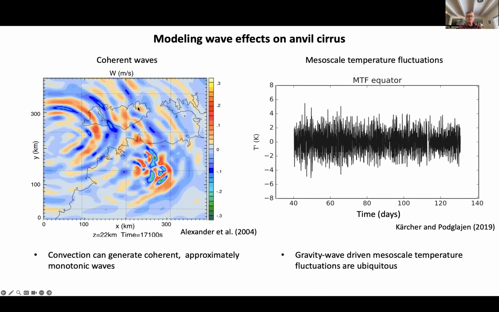This is a figure from one of Joan Alexander's papers. And then the other type of waves I want to consider are these ubiquitous mesoscale temperature fluctuations that are there most of the time as you fly around in the tropical tropopause layer, and I think even other places in the upper troposphere. And these have been documented very nicely by these semi-Lagrangian balloon measurements, the Stratéole campaign. And so we know about the statistical characteristics of these waves. And they really are there much of the time.